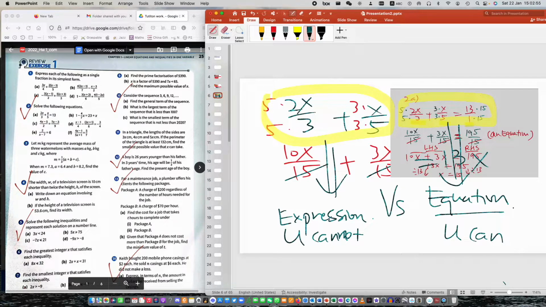So how do you differentiate an expression from an equation? You look at the equal sign. When there is an equal sign, it's called an equation. Then you can delete the denominator. When you have an expression, you cannot delete. So when you have an expression, there is no equal sign, right? So no equal sign means it's an expression. Okay? So these are the two features.